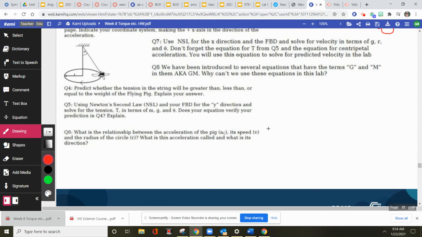Using Newton's second law, oh, that's NSL, Newton's second law, in your free body diagram for the y direction, solve for tension T in terms of mg and theta. All right, so tension, oh, that's where the theta comes in. So T sine theta equals mg. So tension is equal to mg divided by the sine of theta. Yeah, it's the y component, which is equal to mg.